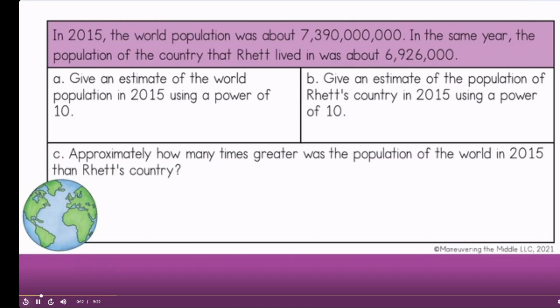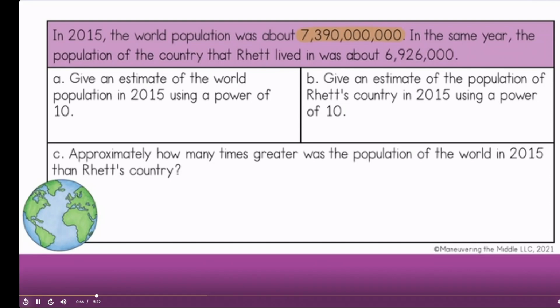Let's read this example that says, in 2015, the world population was about 7,390,000,000. In the same year, the population of the country that Rhett lived in was about 6,926,000. Part A says, give an estimate of the world population in 2015 using a power of 10. Okay, so the world population is this value here. And remember that using a power of 10 means that we want to write that in scientific notation.